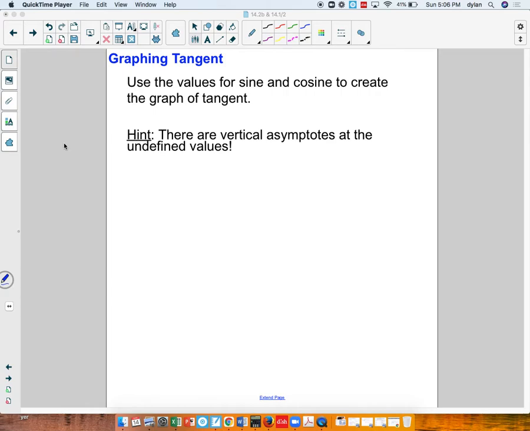14.1 and 14.2 lesson. Your book combines or adds tangent into 14.1 and 14.2. So I decided to combine this into one lesson where we just learn how to graph tangent.